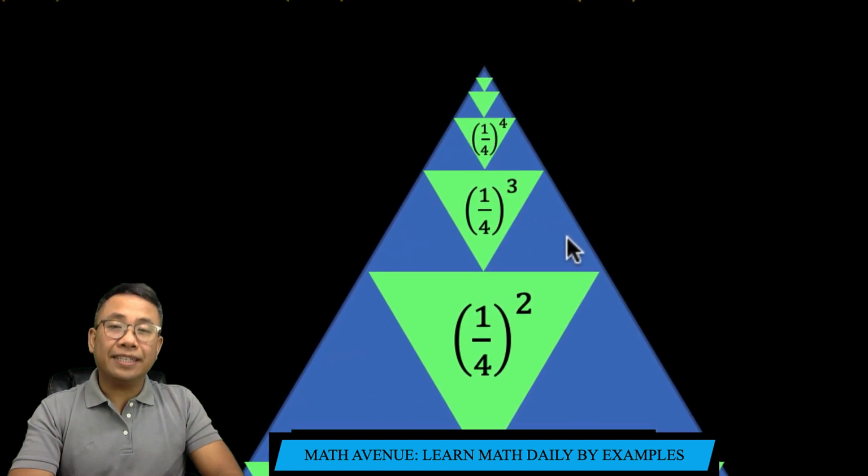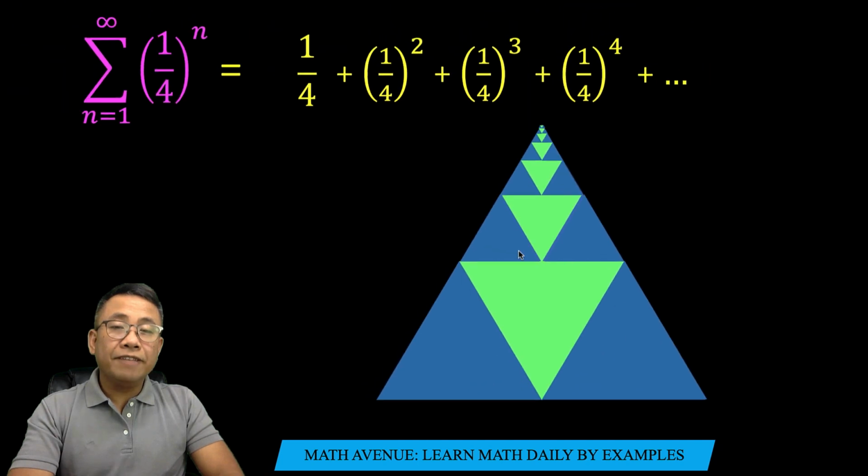repetitively until infinity. Now from this visualization, it is clear that there is a limiting value for the area of these green triangles. In other words, this series will converge to nothingness because eventually the area of these green triangles will become extremely small, converging to a limiting value of 0. Now, how can we use this visualization to find the sum of this series?